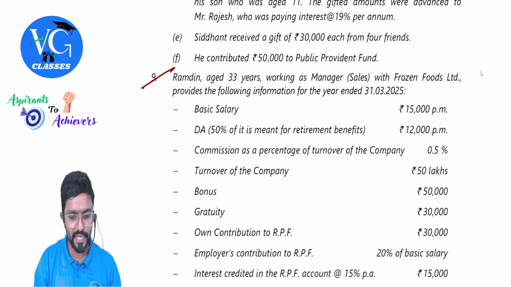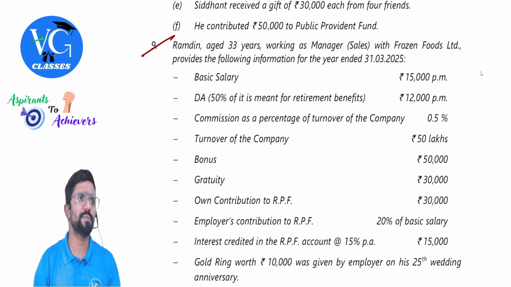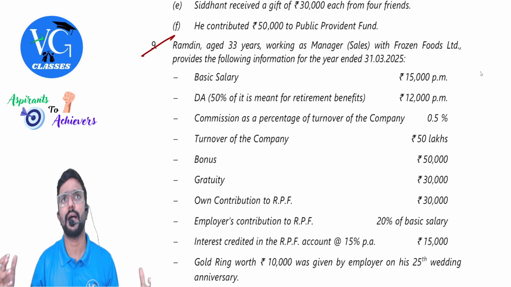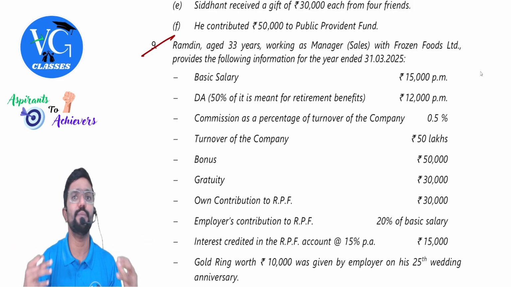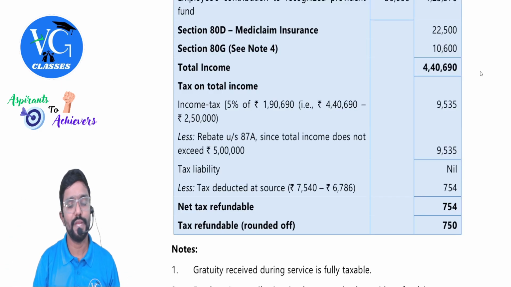Have they mentioned about the residential status? No, but assume he is the resident. I have given few assumptions. If residential status of an assessee is not given in the question, assume he or she is a resident. Okay. So he is eligible for a rebate. 9,535. So tax liability comes to nil.